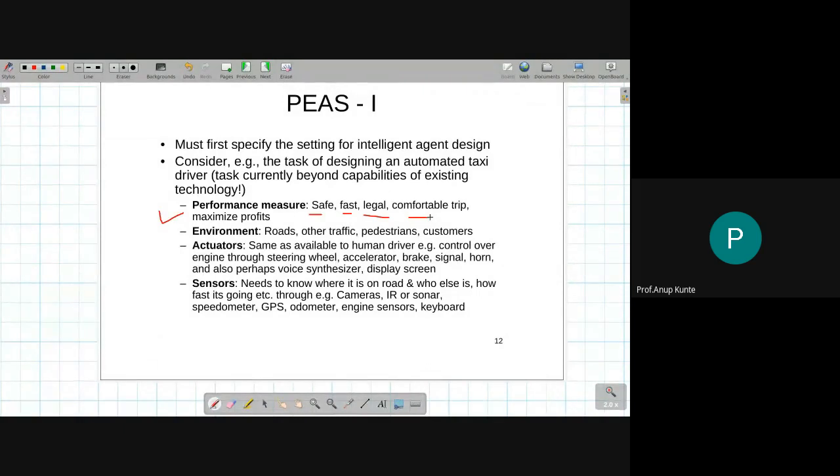The user is getting into the taxi and selecting the source and destination, then his priorities: what kind of roads he has to travel through, major roads, minor roads. Say you are taking a journey from Kalyan to the airport, and you want to travel only through national highways, you don't want to travel on the state highways.